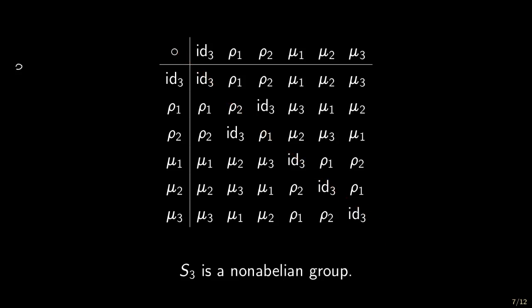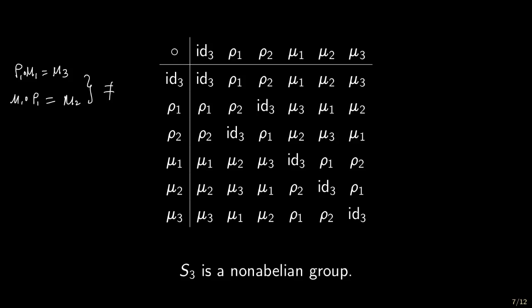For example, what's rho 1 mu1? Here it is, rho 1 mu1, so the product is mu3. But if you do mu1 rho 1, what's mu1 rho 1? The product is mu2. So as you can see, they are not the same, and therefore S sub 3 is a non-abelian group with 6 elements.